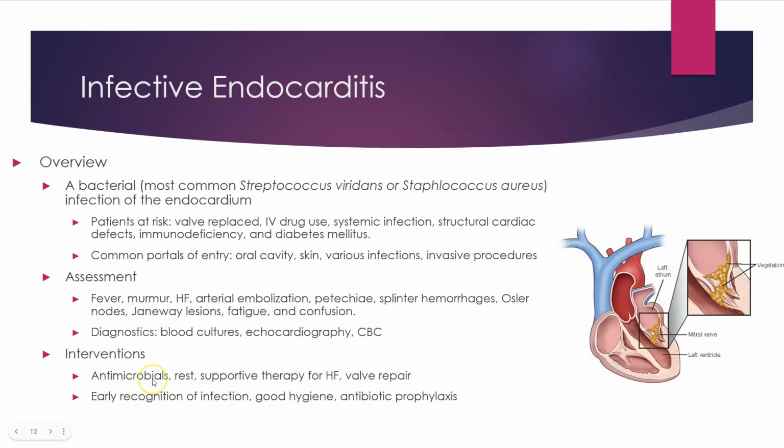Interventions: antibiotics are going to be your best bet if it's bacterial. If it's fungal, then of course antifungals. But then you're going to treat the heart failure. And if it gets bad enough, if it damages those valves, then ultimately you might have to do a valve repair. So hopefully early recognition will prevent a lot of the long-term complications with this one.